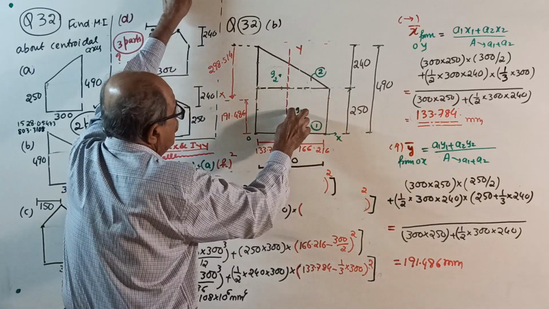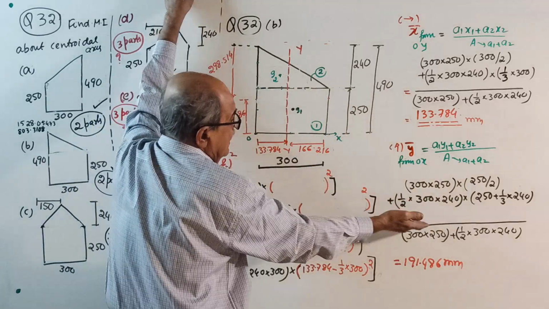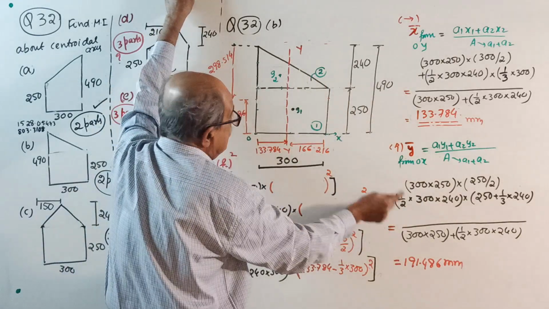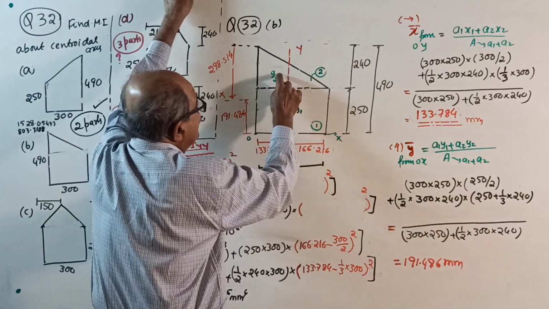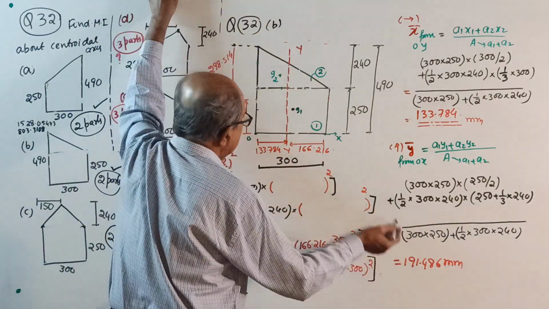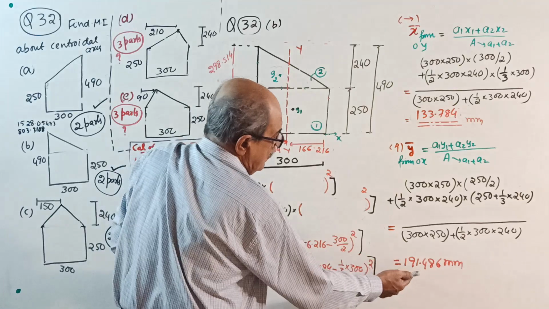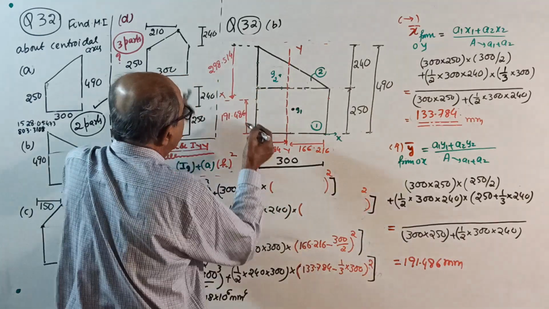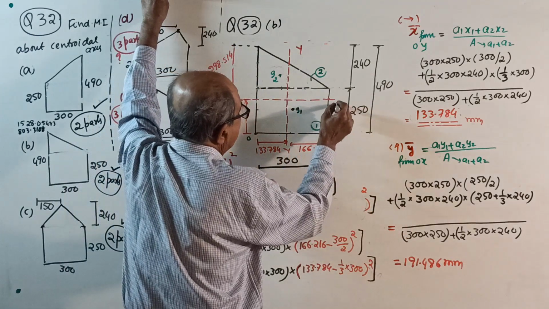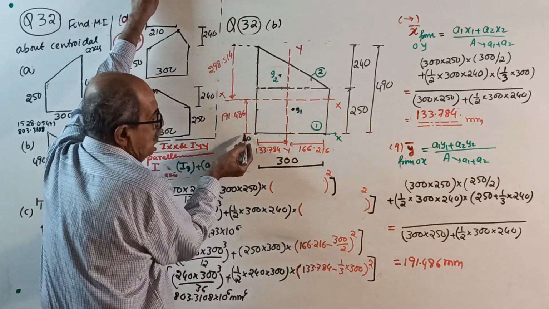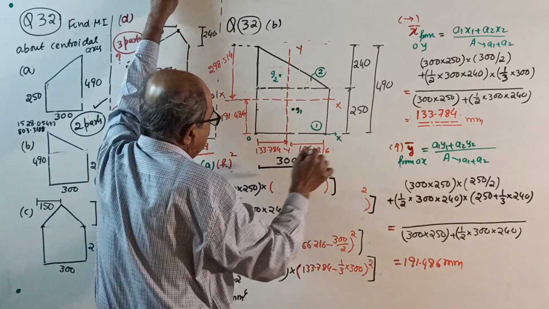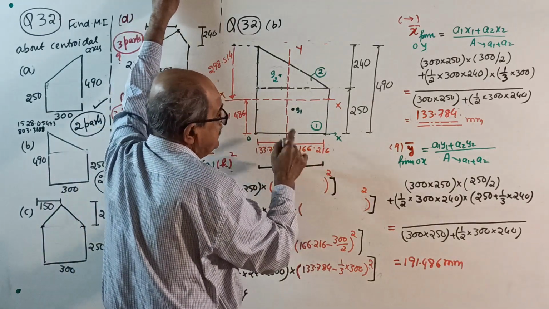See, A1, Y1, A2, Y2. Same as last time, because Y1 is 250 by 2 and Y2 is 250 plus 1/3 of 240. So Y bar will remain the same. First start with Y bar. How much did you get for Y bar? 191.486. So this is your X-axis. X-axis distance, how much? 191.486. From the total, subtract. X bar I told you 133.784, 166.